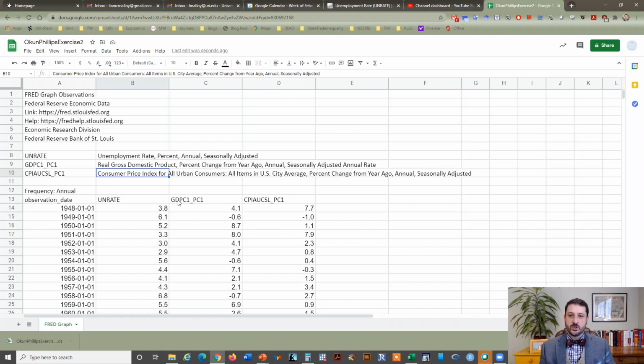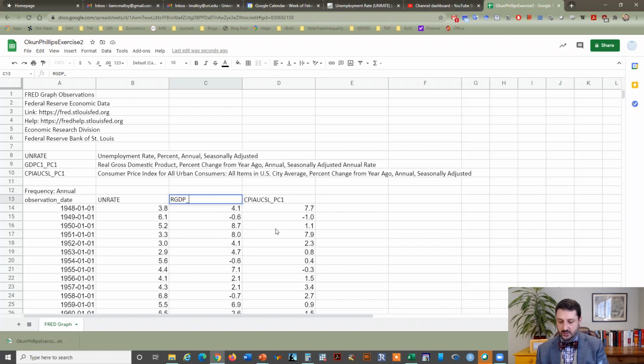Okay, I'll keep unrate, that seems pretty clear. I'm going to call this our GDP growth, just to be clear, and we'll call this inflation. Our first graph that we want to do is real GDP growth on the horizontal axis and the change in the unemployment rate on the vertical axis. That's what Okun's law is, right? The idea is if we're growing faster with real GDP, then the unemployment rate is going to go down. And if we're growing slower or even shrinking during a recession, then the unemployment rate is going to go up.